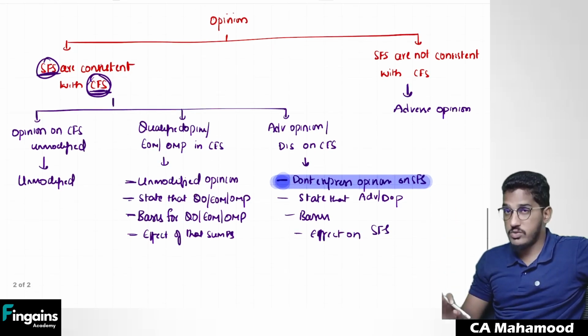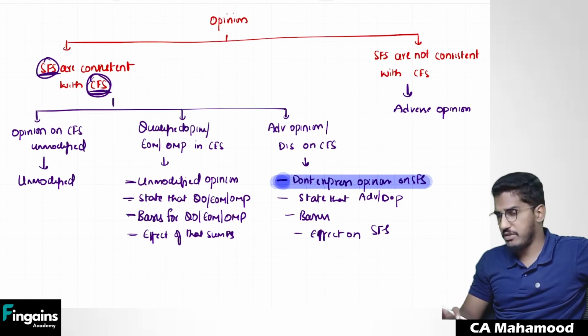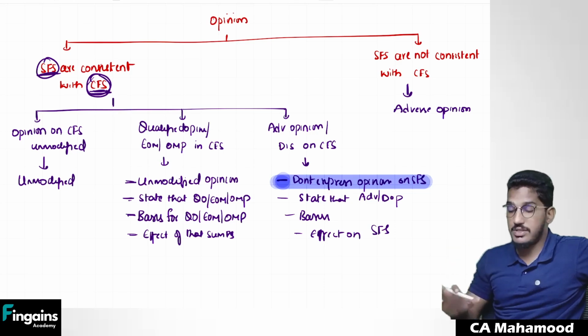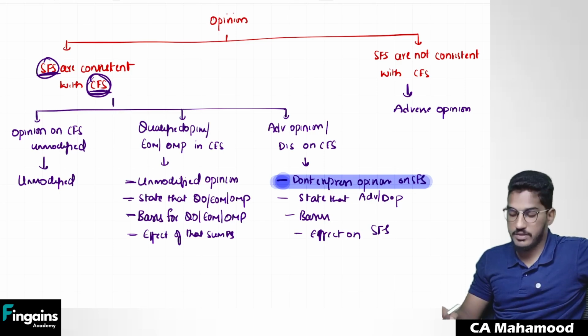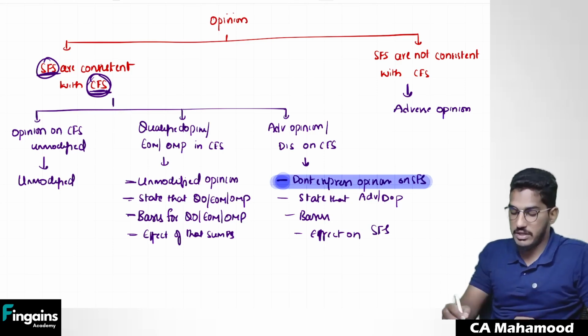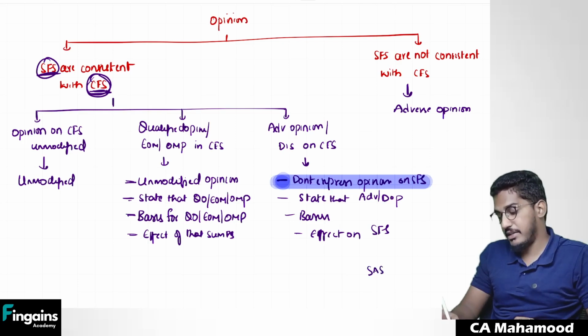Clear? So this chart is going to be very, very important. If you read the theory directly from the material, it will be very confusing, but follow this chart. I am telling you, you can easily understand this. Clear? So this is the major content from SA 810.